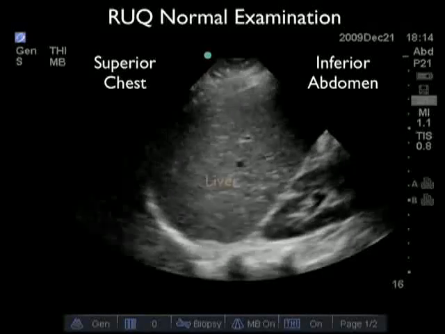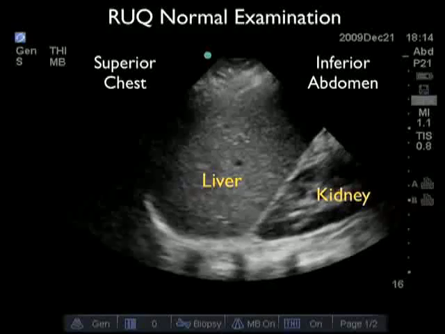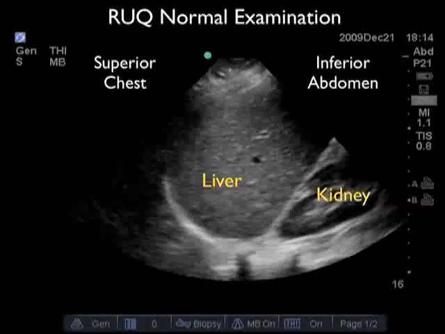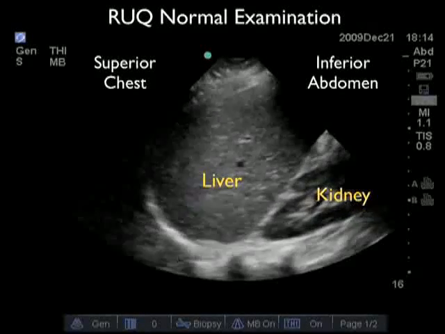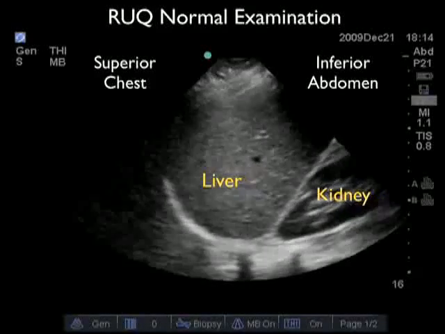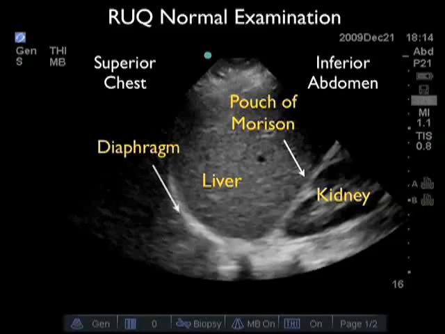Let's take a look at another normal right upper quadrant examination. Again, the probe marker is towards the patient's head, so superior chest cavity towards the left, inferior abdominal cavity towards the right. We see the liver in the middle of the image, and notice the diaphragm above the liver moving up and down as the patient breathes. We see the kidney inferior to the liver, and notice the potential space in between the liver and the kidney that makes up the hepatorenal fossa or pouch of Morison. Notice in this video clip, all we see is a white line representing the fat within the capsule around the kidney, or Gerota's capsule.